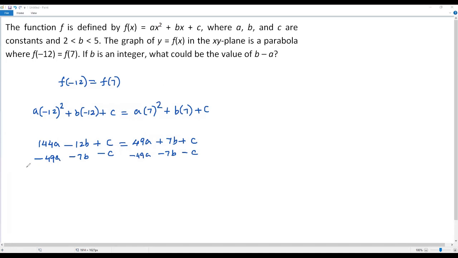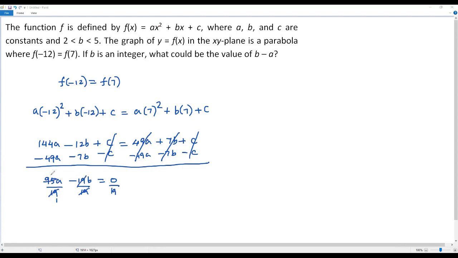When I do so, the positive c and negative c will cancel out, and the positive 7b and negative 7b will cancel out. When I simplify, I am getting 95a. Here, when I combine negative 12b and negative 7b, I get negative 19b equals 0. This 19 is a multiple of 19, and 95 is also a multiple of 19, and here we have 0. Let me divide each term of this equation by 19 to simplify. 19 goes into 19 one time, and 19 goes into 95 5 times. I am getting the equation 5a minus b equals 0 divided by 19, which is 0.